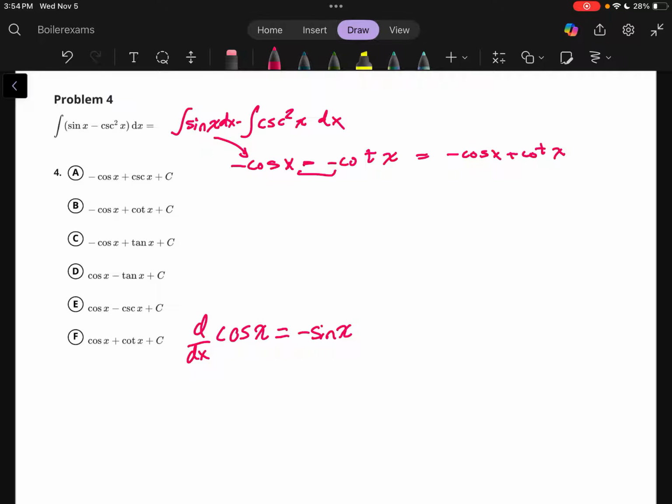So if I know that the derivative of cosine of x is equal to negative sine x, then the antiderivative of sine x is just negative cosine x. And in the same way, I know that the derivative of cotangent of x equals negative cosecant squared x. So the antiderivative of cosecant x squared is just going to be negative cotangent x. Like I said, you just have to memorize these. But that means that the answer for problem 4 is B. All right, moving on to question 5.